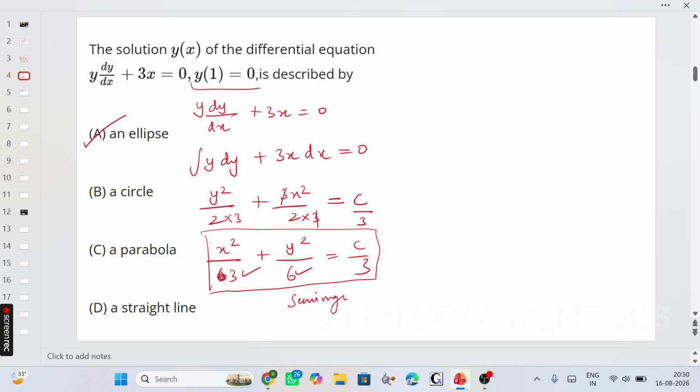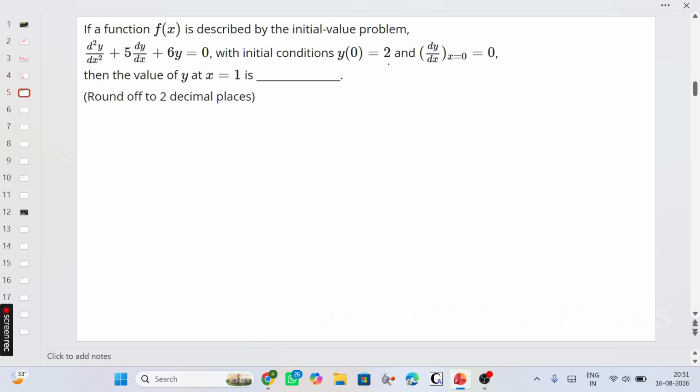And if a function f of x is described by the initial value problem, we have d square y by dx squared plus 5 dy by dx plus 6y is equal to 0, with the initial conditions y of 0 is equal to 2 and y dash, which is the first derivative of the solution, at x is equal to 0 is equal to 0. We have to find the solution of y. So this is again an easy problem. It is always better to choose the numerical input problems, because there is no negative marking for this kind of questions, even in IIT JAM or GATE, right? So let's get into this problem.